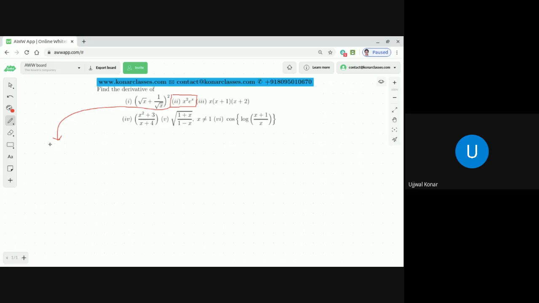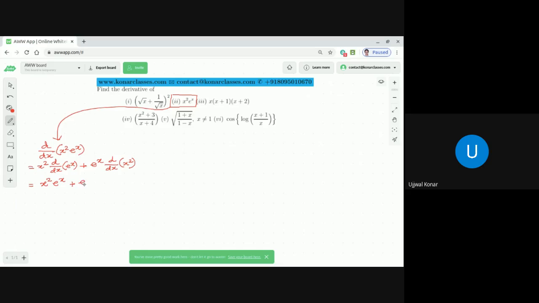We need to find d/dx of x square e power x, correct? That is equal to x square into d/dx of e power x, plus e power x into d/dx of x square, by the product rule. Then what is the differentiation of e power x? It is e power x. Plus e power x into the differentiation of x square, which is 2x.